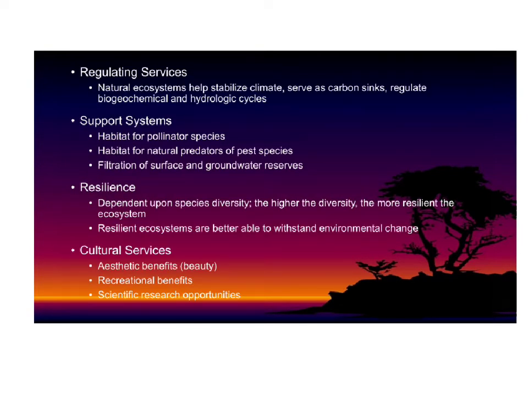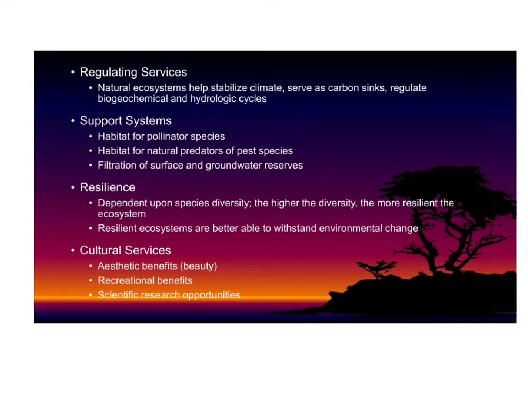Regulating services, again, ecosystem services. Natural ecosystems help to stabilize climate, serve as carbon sinks, and regulate biogeochemical and hydrologic cycles. Now, some of these may seem like they don't have applicability to humans, but they absolutely do. All of those things would directly impact humans if the ecosystem was not functioning to stabilize those things.